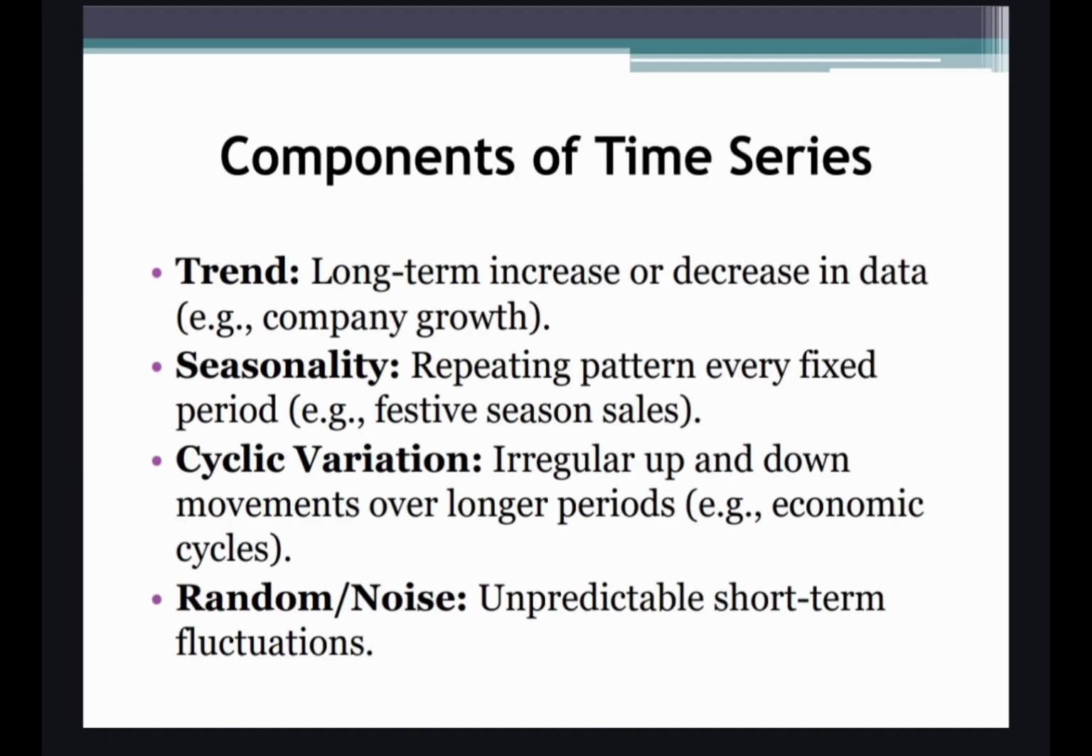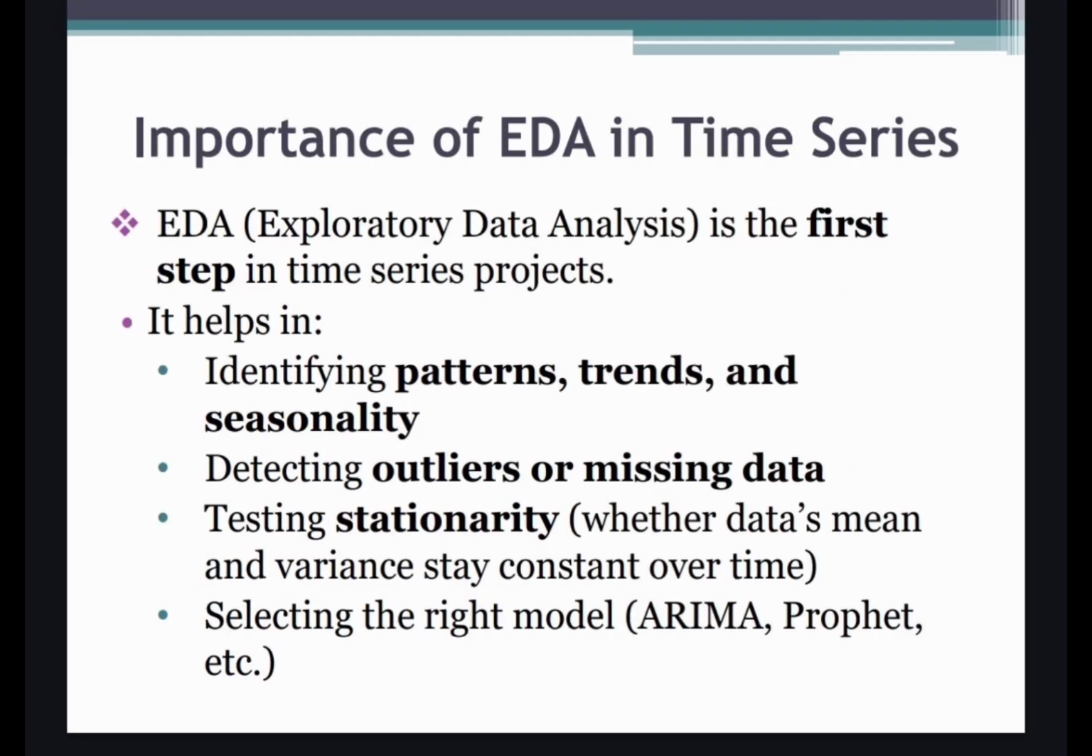Components of time series. Time series data is made up of four main components. Trend. This shows the long-term increase or decrease in data, for example, the growth of a company's revenue over years. Seasonality. These are repeating patterns that occur at fixed intervals, like festive season sales every December. Cyclic variation. These are long-term ups and downs over several years, such as economic cycles. Random or noise. These are unpredictable short-term fluctuations caused by irregular events.